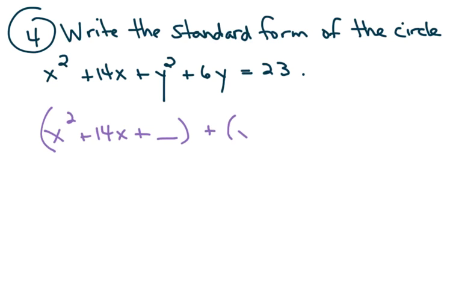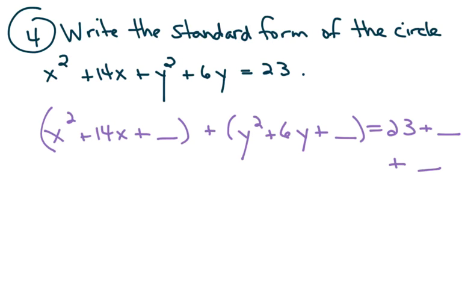We're going to do the same thing with the y's. We're going to put the two terms with y's in their own parentheses with a blank. Now, the rules of algebra say you can add new numbers to an equation all you want, as long as you keep the equation balanced. So if we add two numbers to the left, we're going to add two numbers to the right.